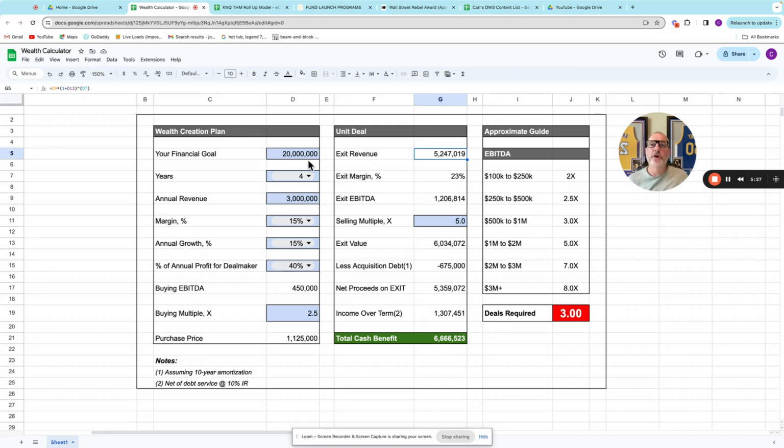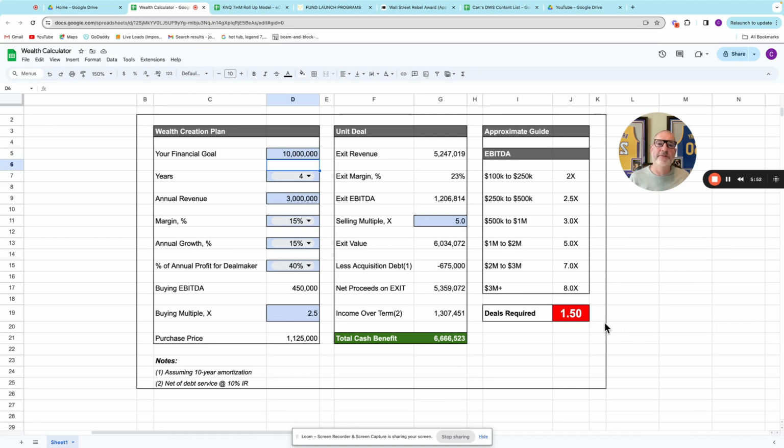So then if your goal is to make 20 million pre-tax over that 4-year period, all the model does is it takes that goal and divides it by the total cash benefits. So in this example, it would be 3 deals that you would have to do, right? Let's say your financial goal was only 10 million. You think that's going to be enough for you, right? You're going to do the same thing. You only need 1.5 deals, right?